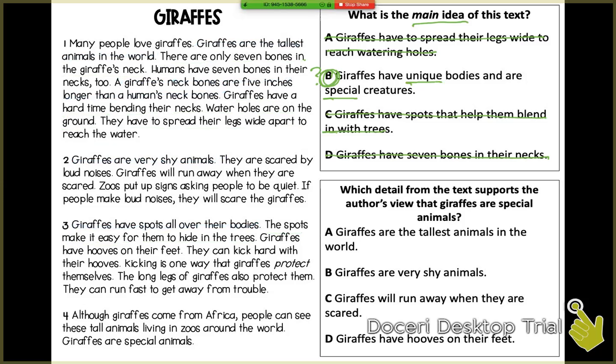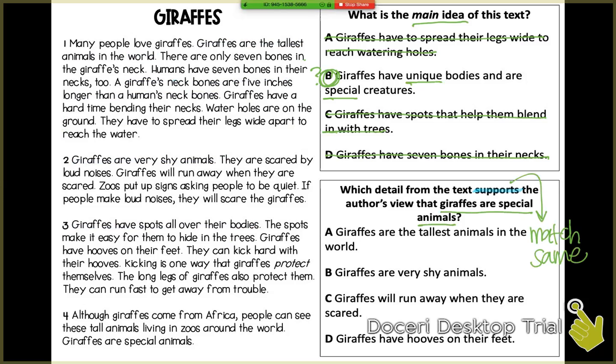All right, so again, we remember this word support. Support means it has to match or say the same thing. So we're looking for which sentence, A, B, C, or D, matches the author's view that giraffes are special animals. So we're looking for a sentence that tells me more or matches that giraffes are special animals.